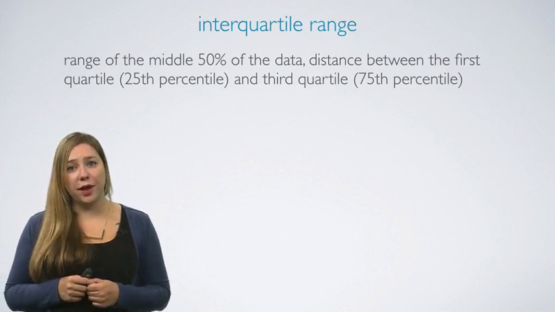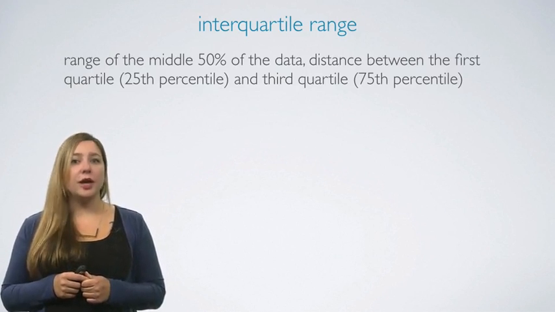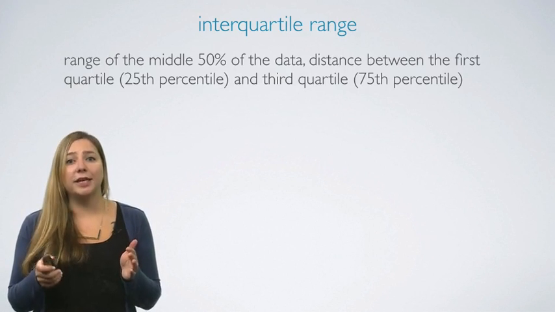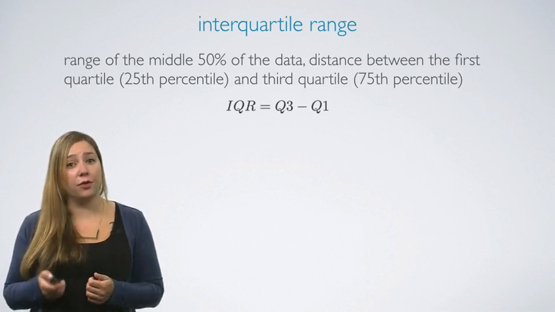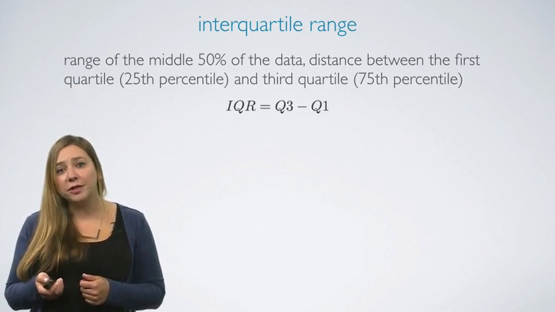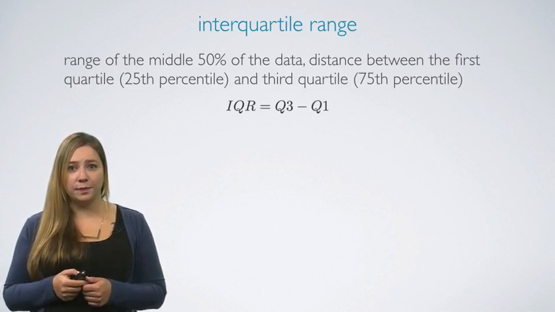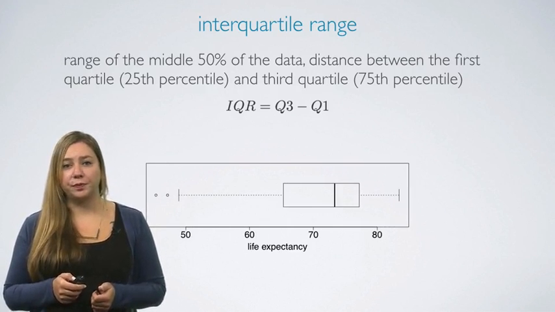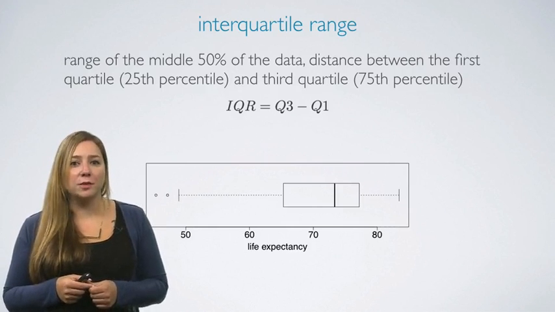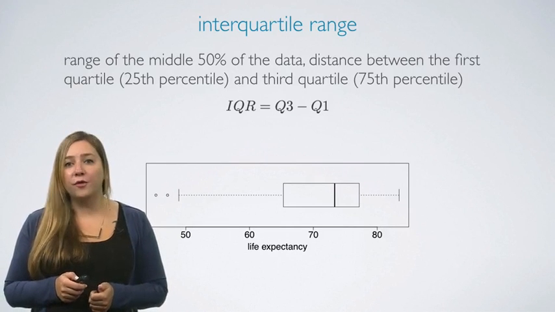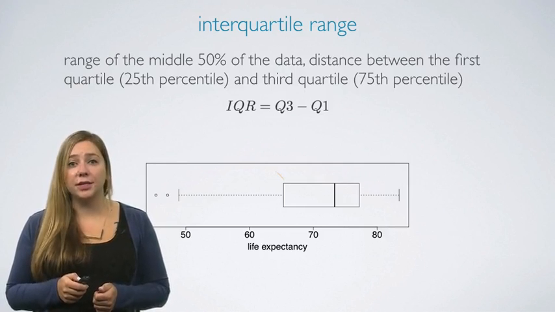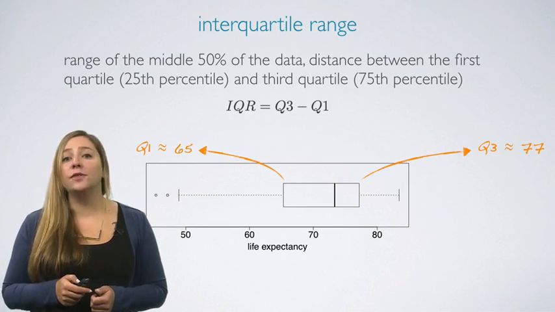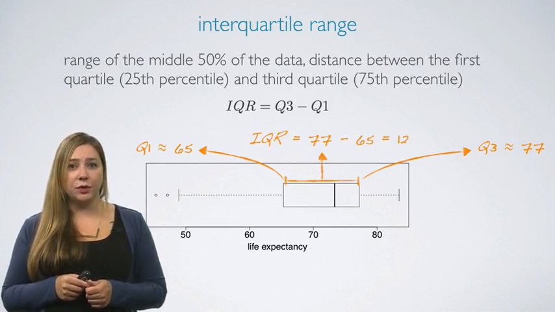One last measure of spread that we'll discuss is the interquartile range, which is the range of the middle 50% of the data. It can be calculated as the difference between the first and the third quartiles. That's the 25th percentile and the 75th percentile. This measure is most readily available in a box plot. Let's take a look back at the box plot of life expectancies. The first quartile, also denoted as Q1, is 65, and the third quartile is 77. So the IQR is the difference between these two, 12.